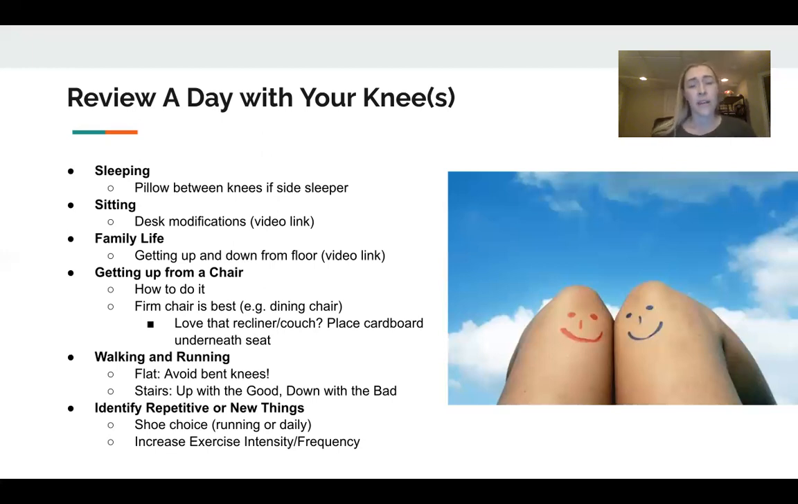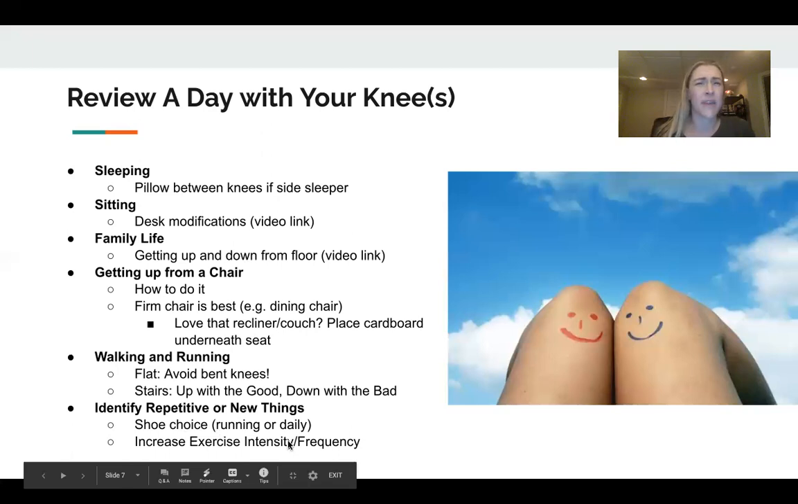If you're having a hard time doing one foot per step and you prefer to use two feet per step, my recommendation is you go up with the good leg, so whatever knee isn't bothering you, and then go down with the bad leg. So your strong leg or your non-painful leg is the one that's bearing most of the weight.